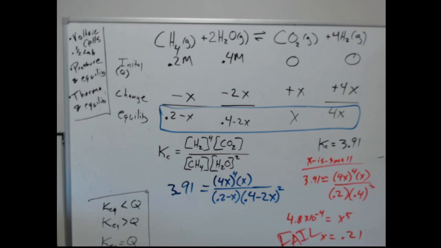Wait, where'd you get 4.8 times 10 to the negative 4? That was 3.91 times 0.2 times 0.4 squared divided by 256, which is 4 to the 4th. So I did all of my math rearranging on the calculator. I could do all that pretty easily.